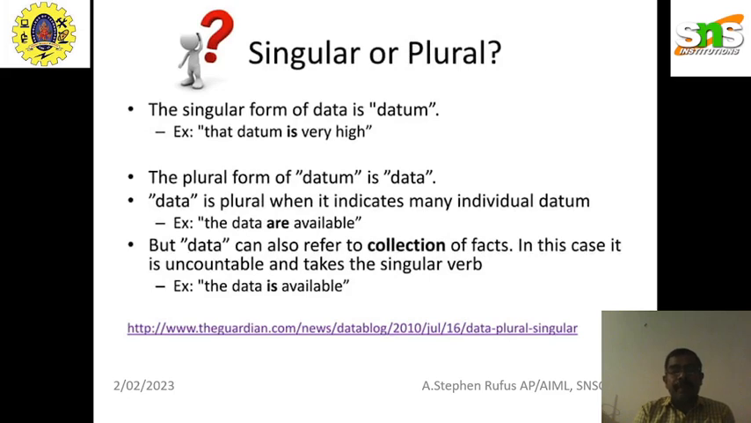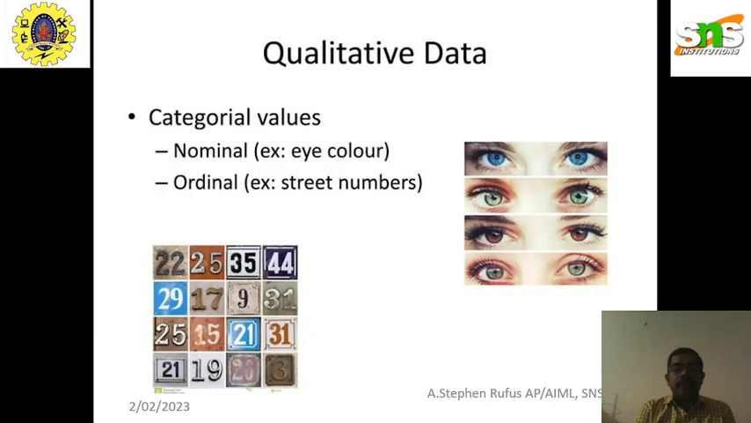This is one basic fundamental. Some people say "datas", which is wrong. Data is plural, and the singular of data is datum. If you are using the term "datas", please correct yourself; that is the wrong term to use. Data is the plural term, not the singular. And then the next one we have to talk about is qualitative data.